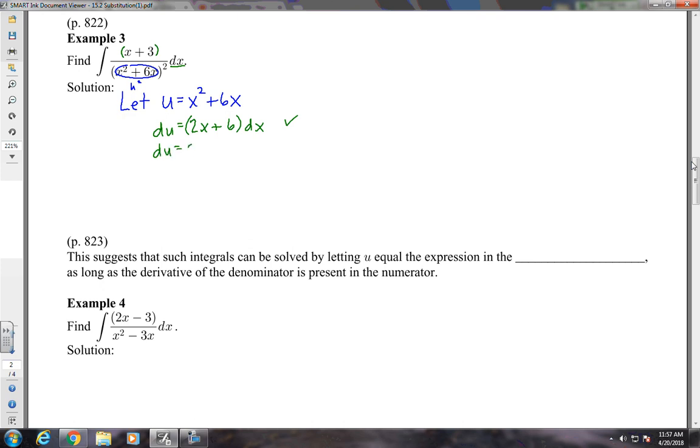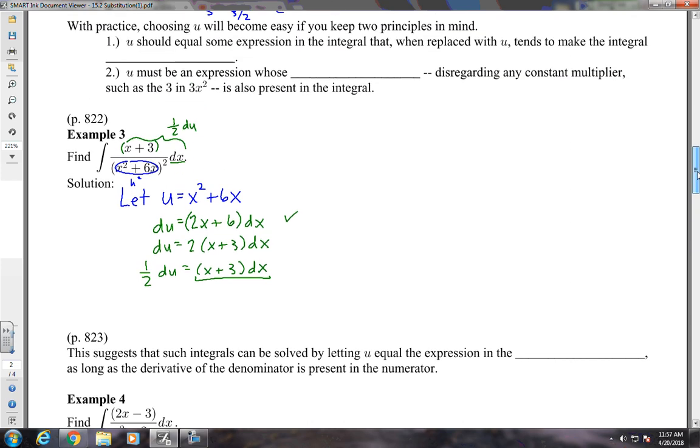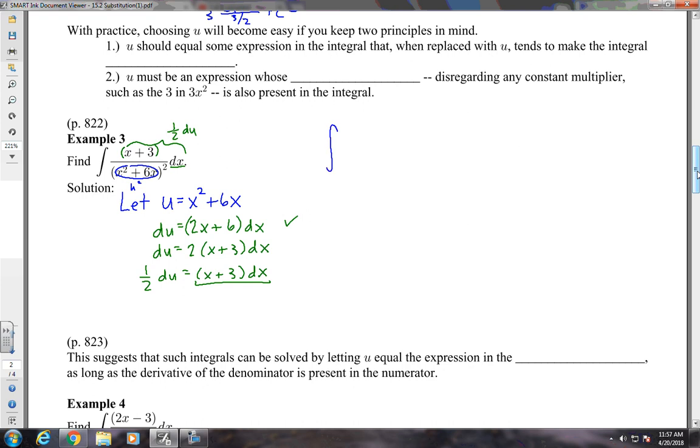Observe, we could factor out a 2 from that binomial. Then we could divide both sides by 2, or multiply both sides by 1/2. Now, my leftovers, x plus 3 dx over here, can be covered up in the integral by 1/2 du. Okay, so let's rewrite our integral completely in terms of u. So on the top, the x plus 3 and the dx, that's going to be covered up by the 1/2 du. And in the bottom there, we have u squared.